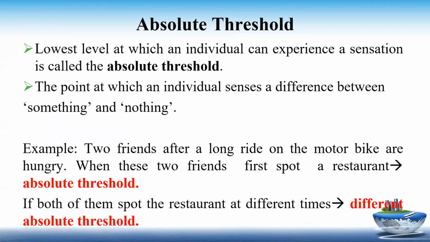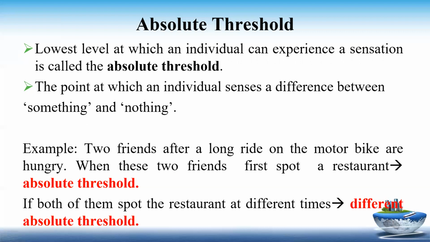Now, the two important things that we should know in this topic are absolute threshold and the differential threshold. So, absolute threshold is the lowest level at which an individual can experience a sensation. The point at which an individual senses the difference between something and nothing. It is a line between something and nothing.